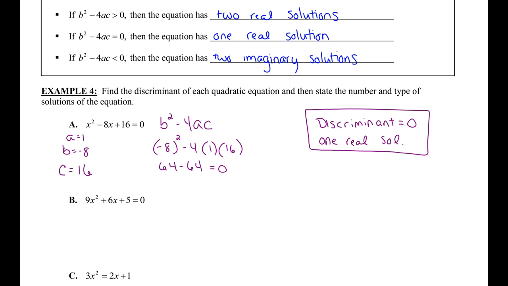Please try and do example 4b and 4c on your own. Remember that before you calculate the discriminant, one side of the equation has to be equal to 0. So you want to make sure when you tell me your answer that you state the number and the type of solution as well as actually finding the discriminant of the quadratic.